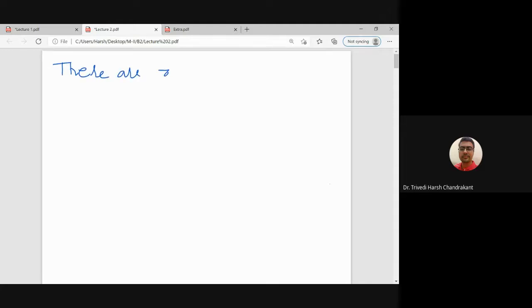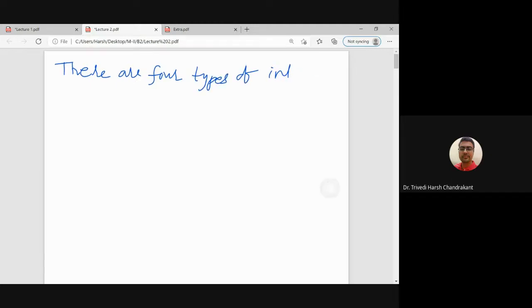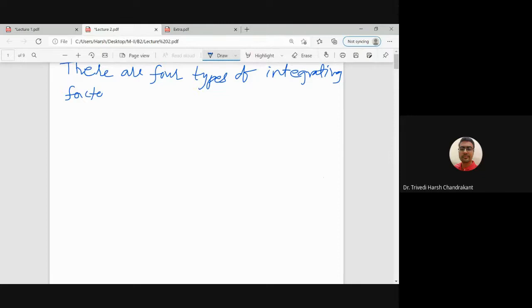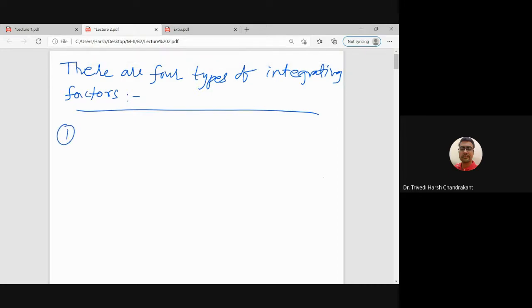There are four types of integrating factors. So the first type is a function of x. What do we mean by that is this one.